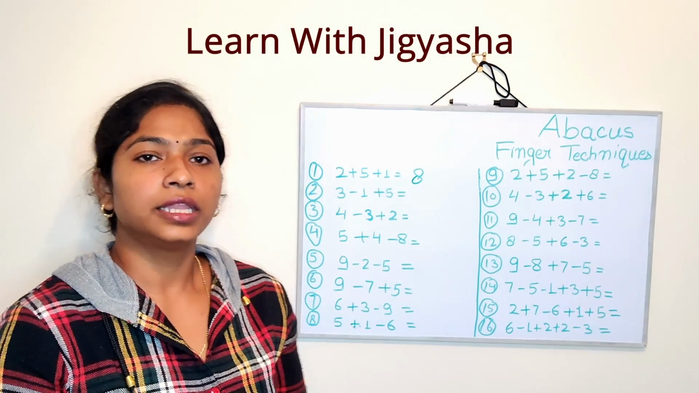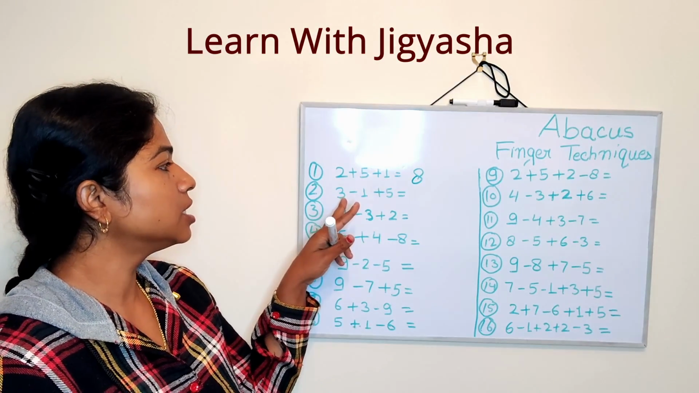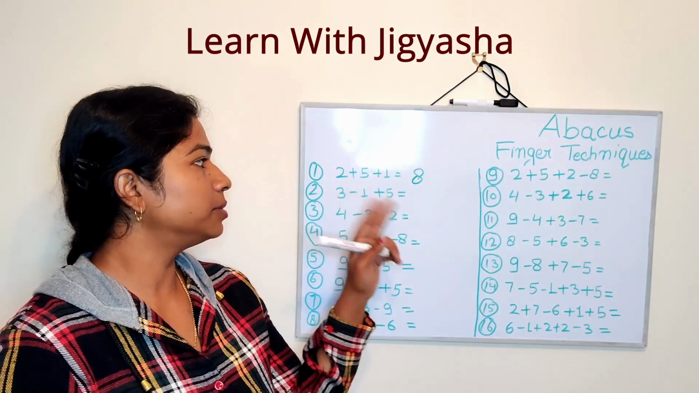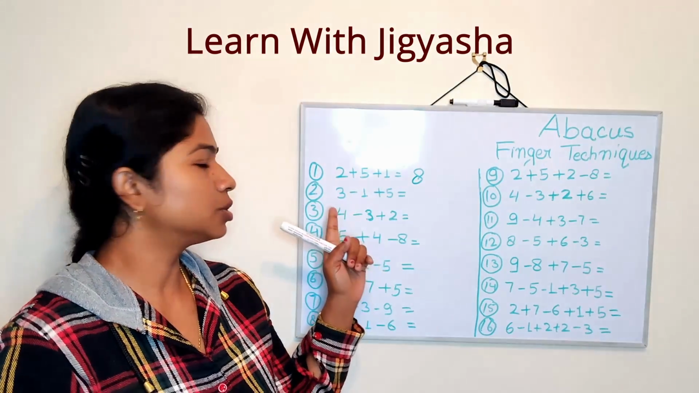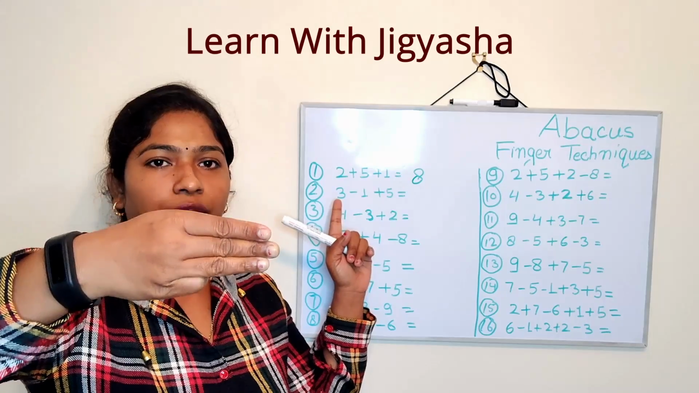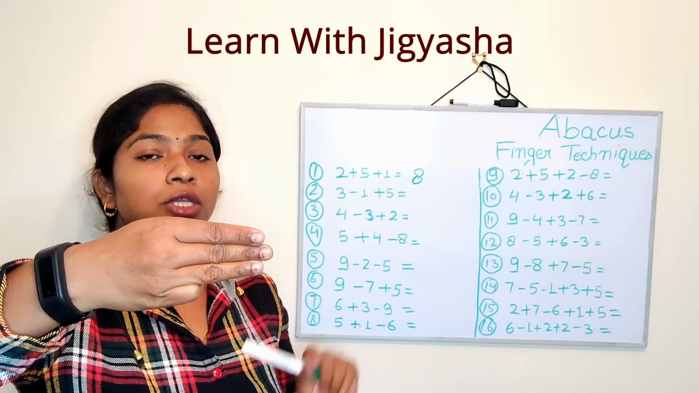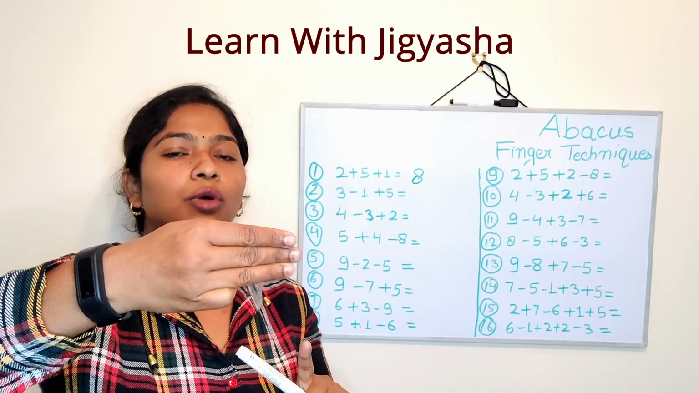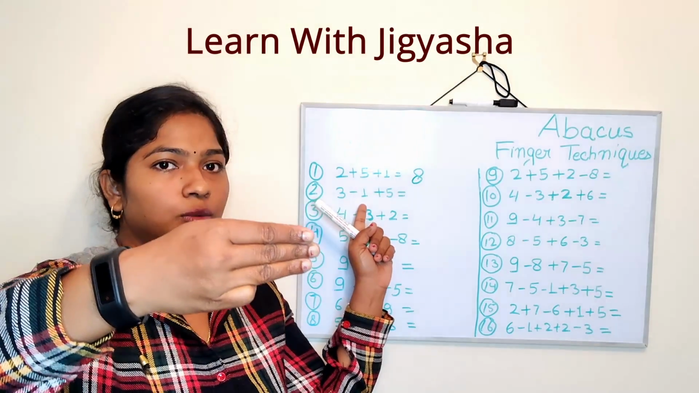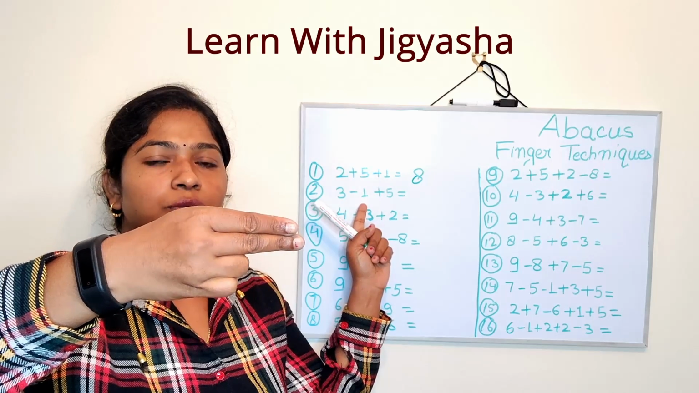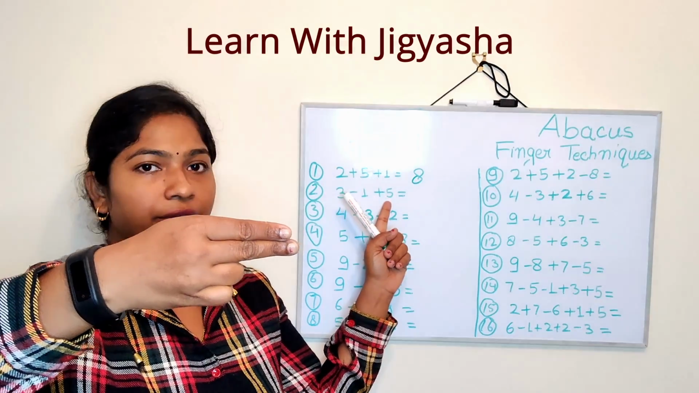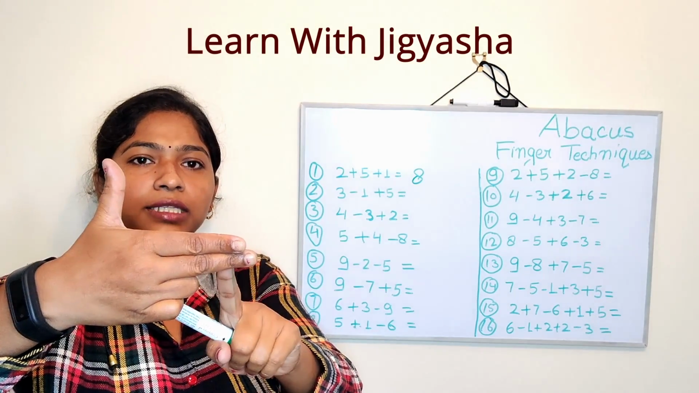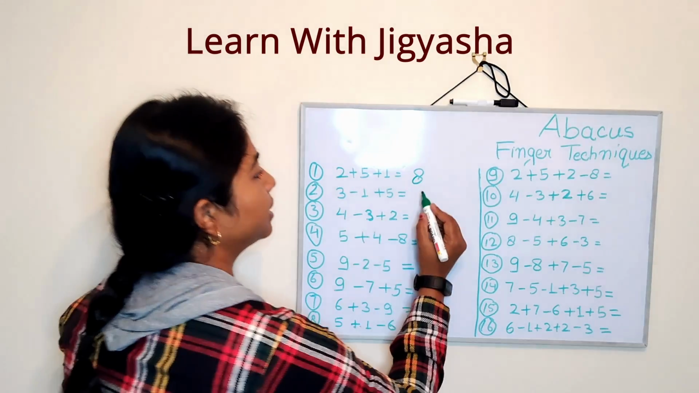Okay, understand? Next question is 3 minus 1 plus 5. Okay, how are we going to take these numbers? These are again single digit numbers. So 1, 2 and 3. Next, minus 1. So for subtraction or minus any number, we close the fingers, right? So here it is minus 1. So how will I do minus 1? I will close one finger. Okay, now add 5. So, what is the answer? 5, 6 and 7. Right? So, I will write 7 here.